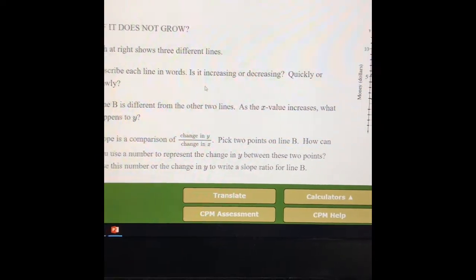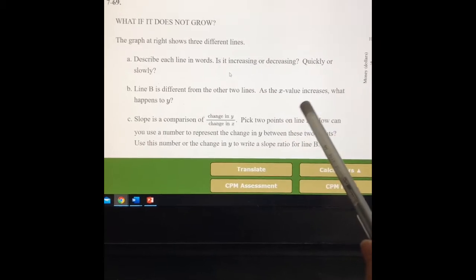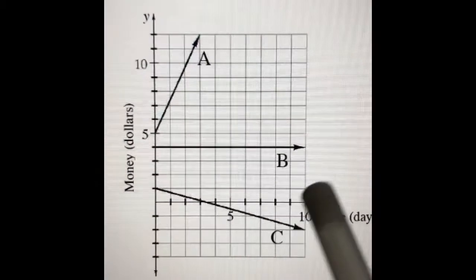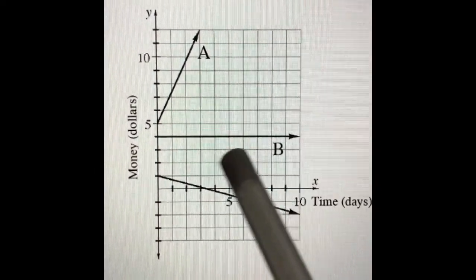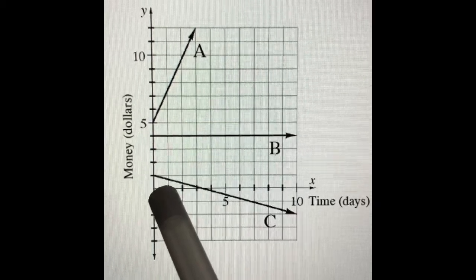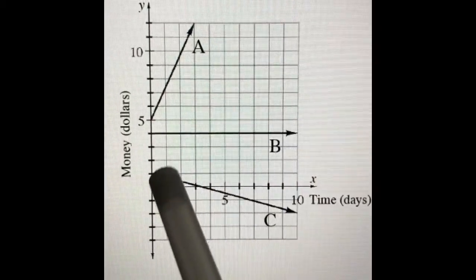Part B says that line B is different from the other 2 lines. As the x value increases, what happens to y? So let's look at B. So as x goes from 1 day to 2 days to 3, 4, 5, 6, 7, 8, 9, 10 days, what's happening to y?